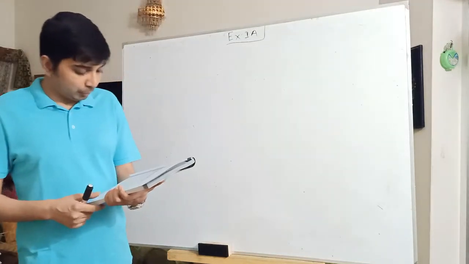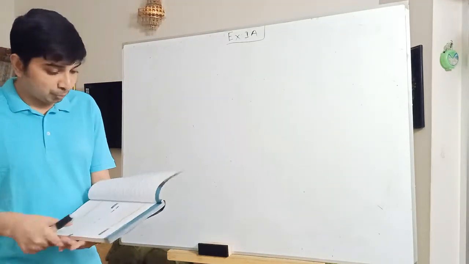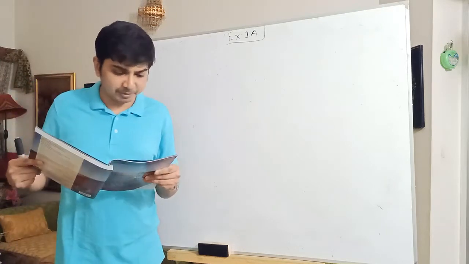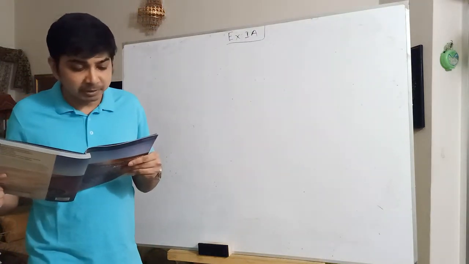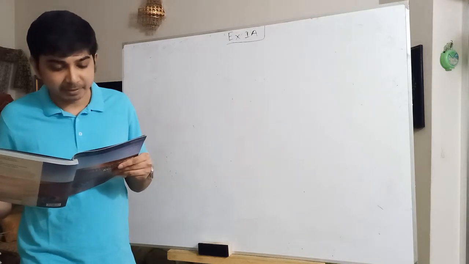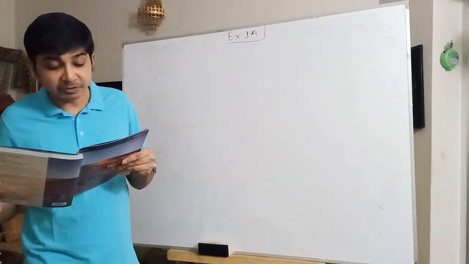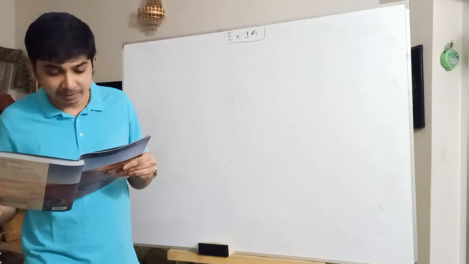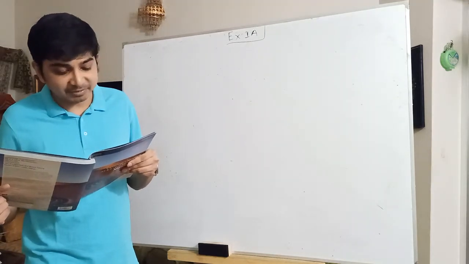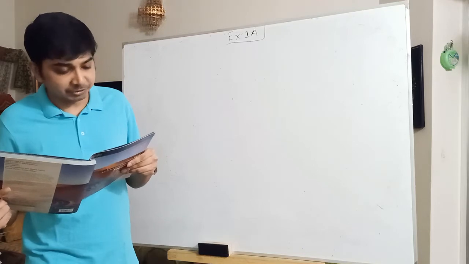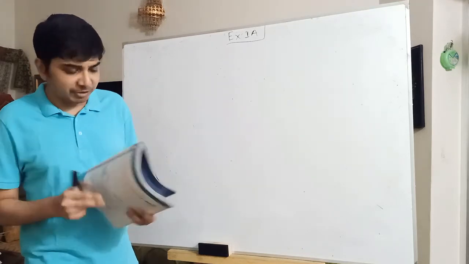So now we'll look at exercise 1A, question number 7. A remote control car travels forward at 6 meters per second in drive and backwards at 3 meters per second in reverse. The car travels for 10 seconds in drive before traveling for 5 seconds in reverse. So actually, let's visualize the scenario.